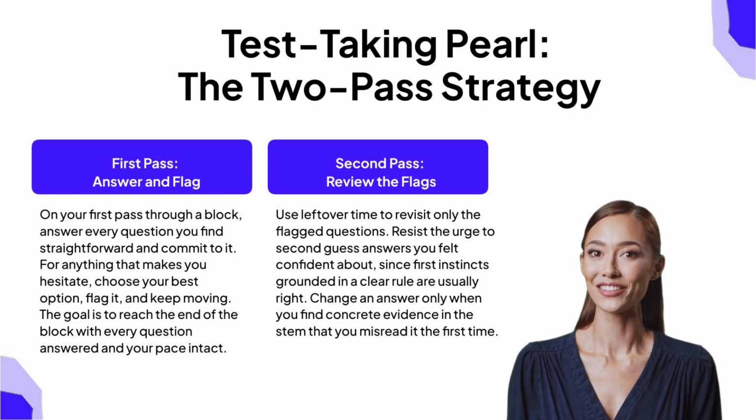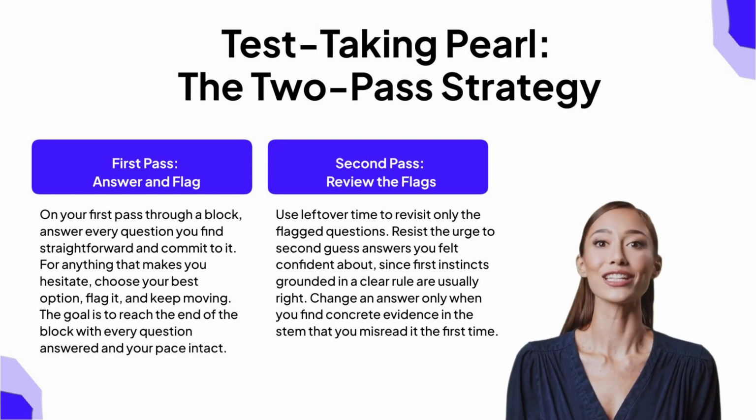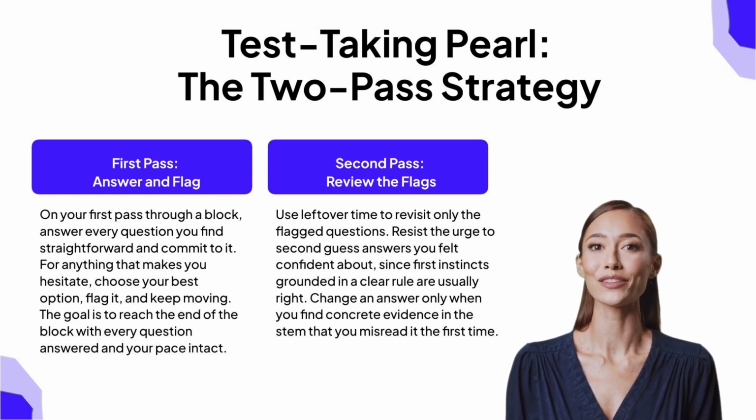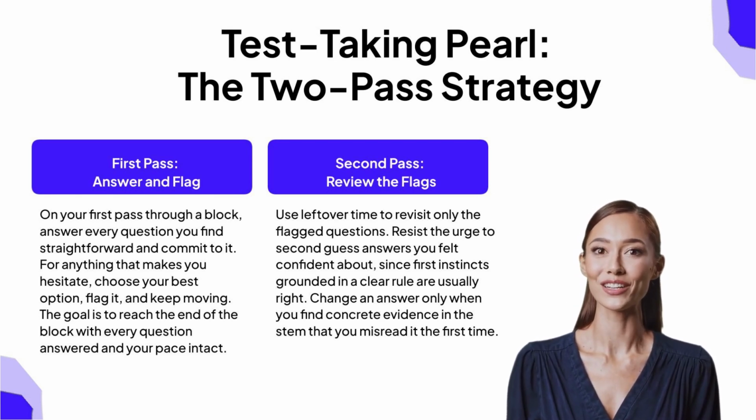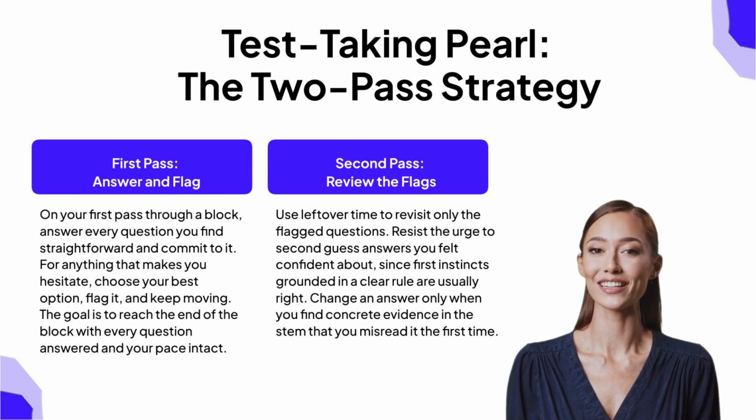On your second pass, go back to only the flagged questions. Resist the urge to second-guess answers you felt confident about, because a first instinct grounded in a clear rule is usually correct. Only change an answer when you find concrete evidence you misread the stem. This protects your time and your score.